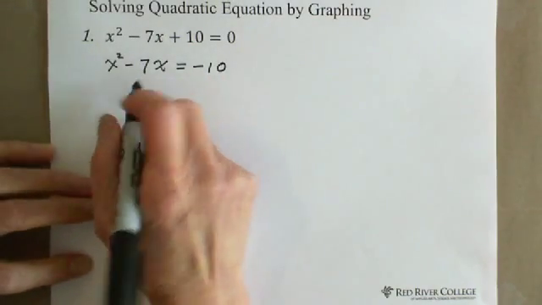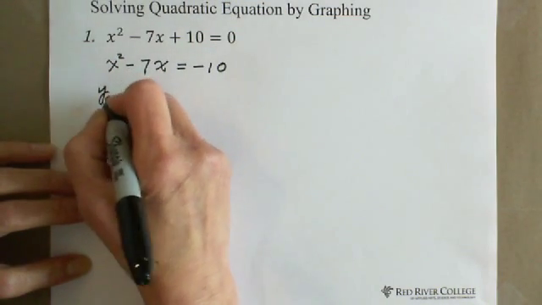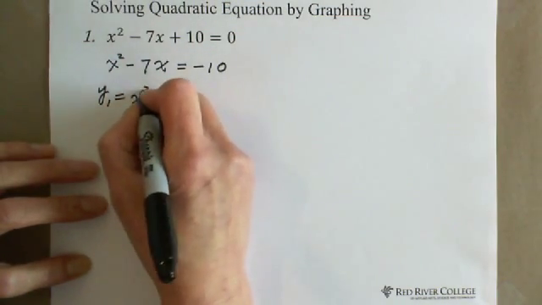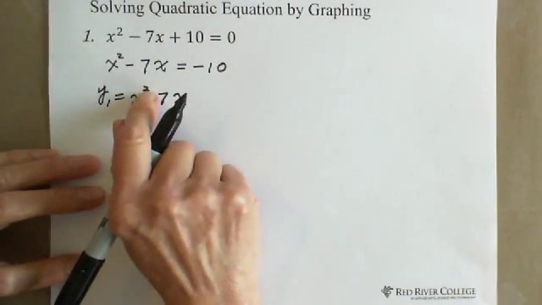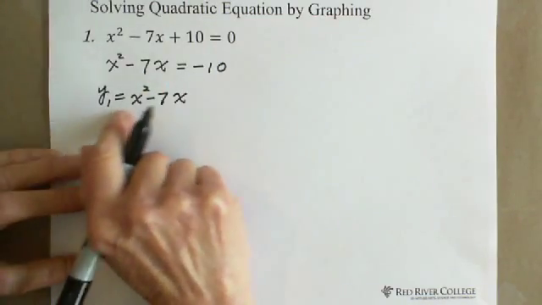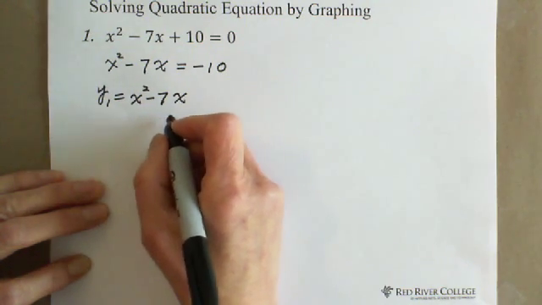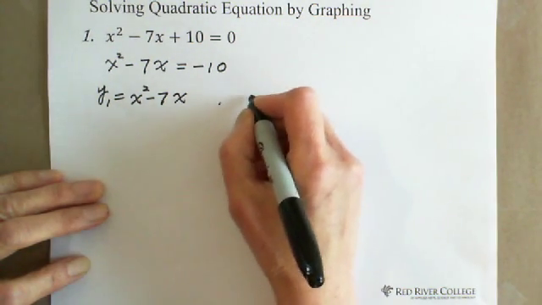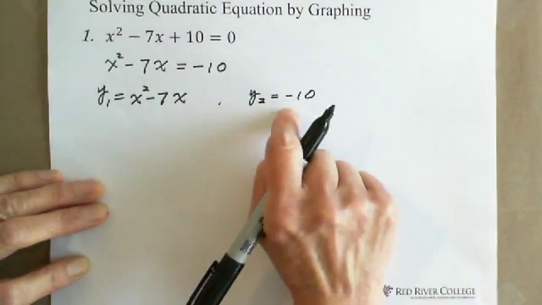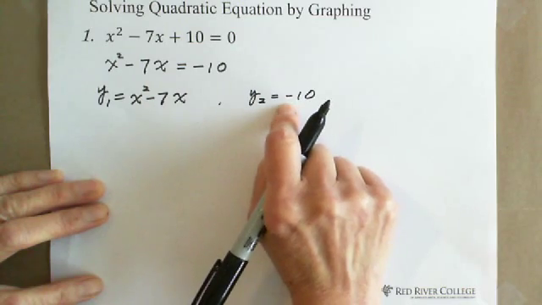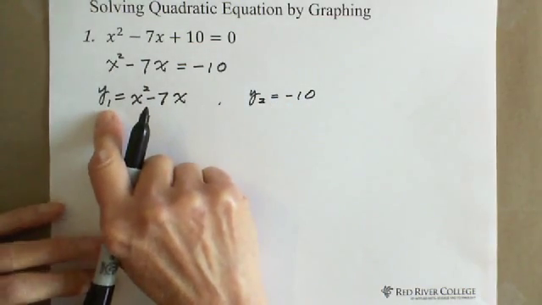So then we graph two functions. One is the left side function. We set up y1 equals x squared minus 7x. This is also a parabola because the highest exponent is 2. And the second function is y2 equals negative 10. This one is a straight line, which is parallel to the x-axis. So let's see how to graph this.